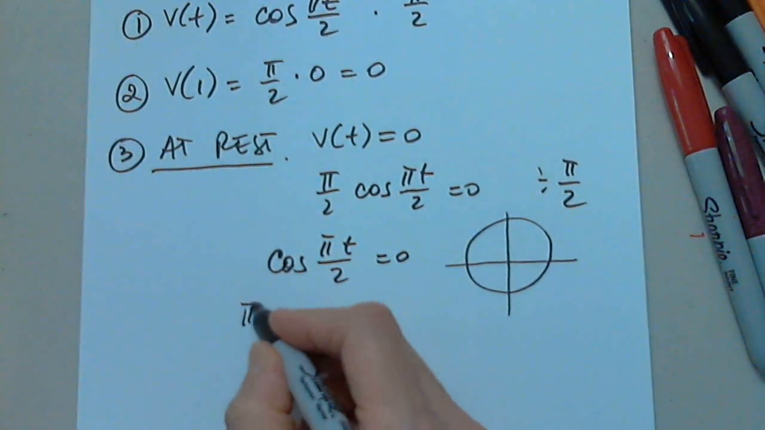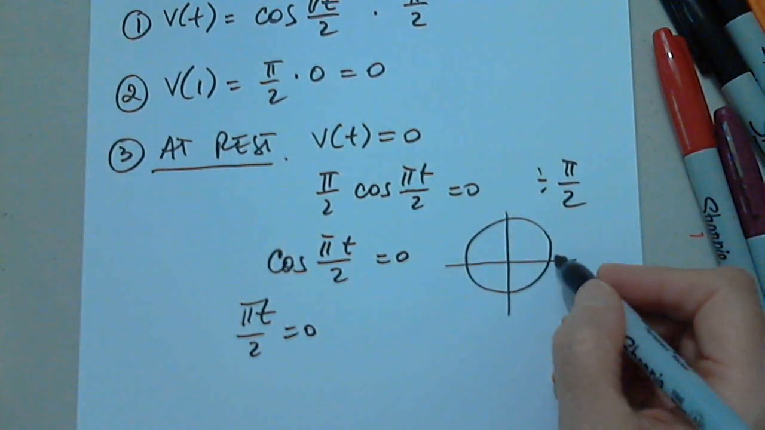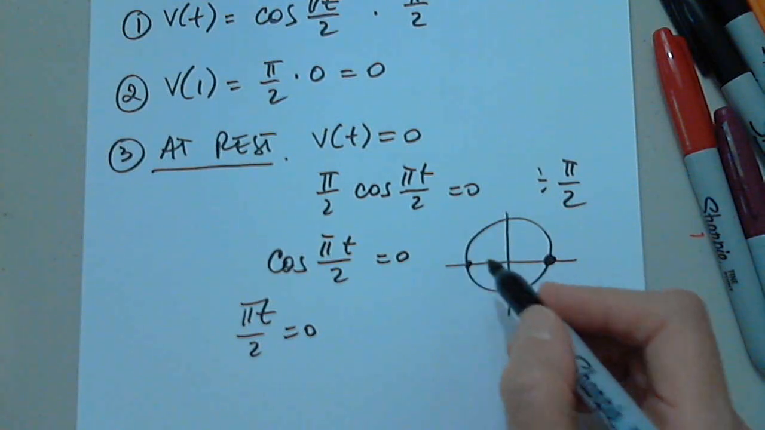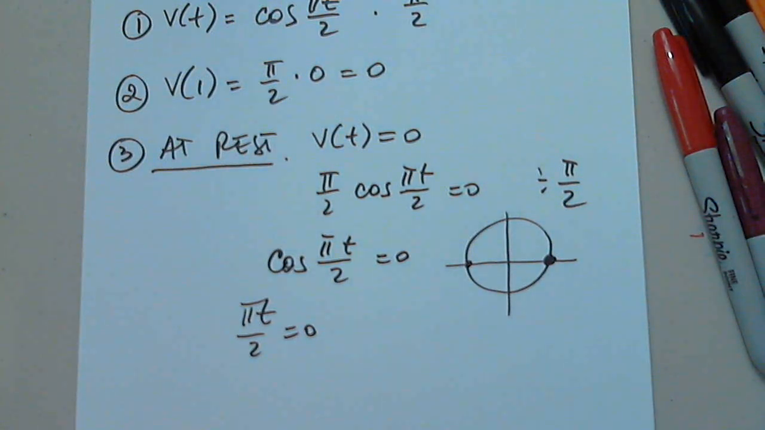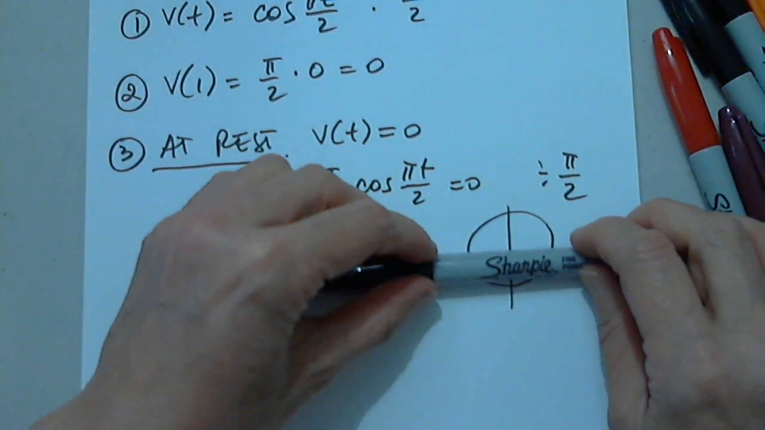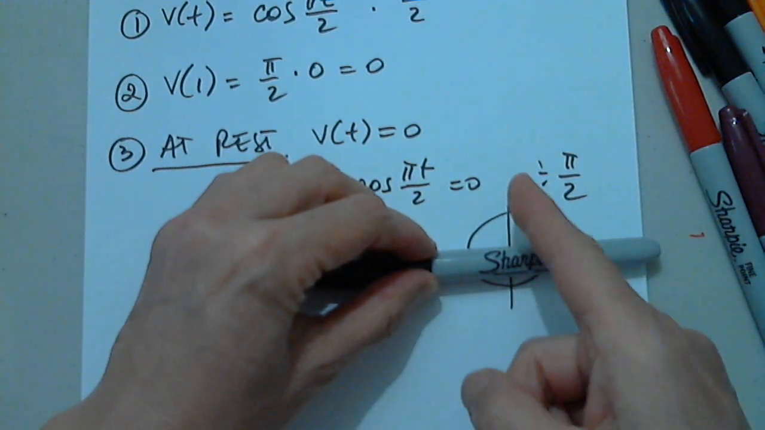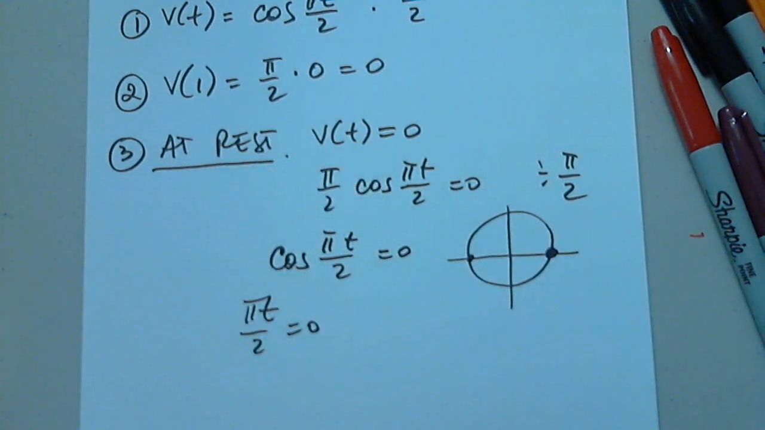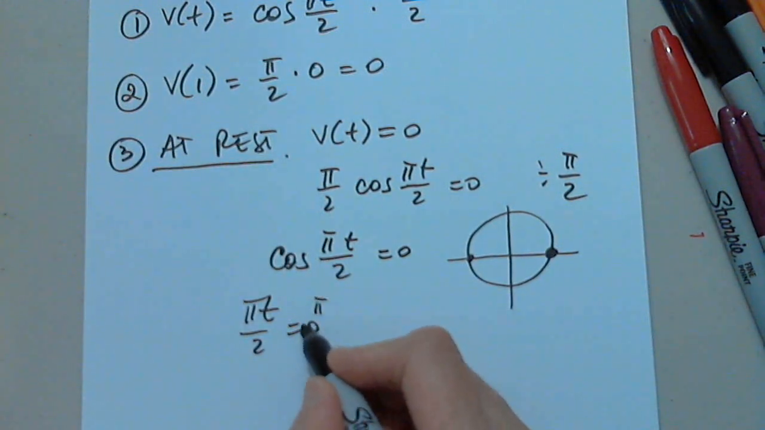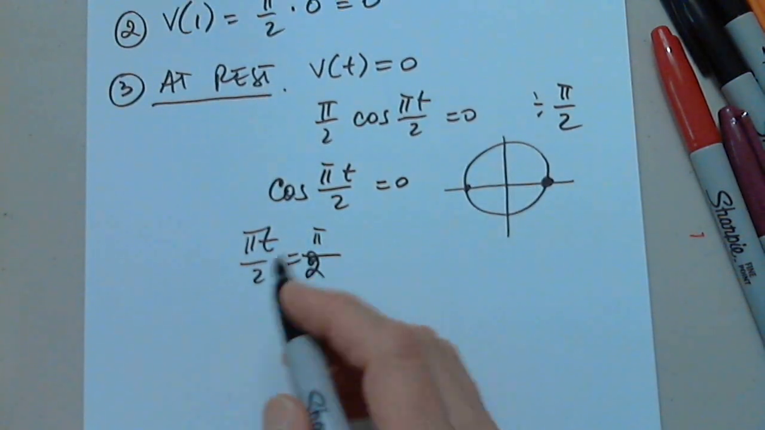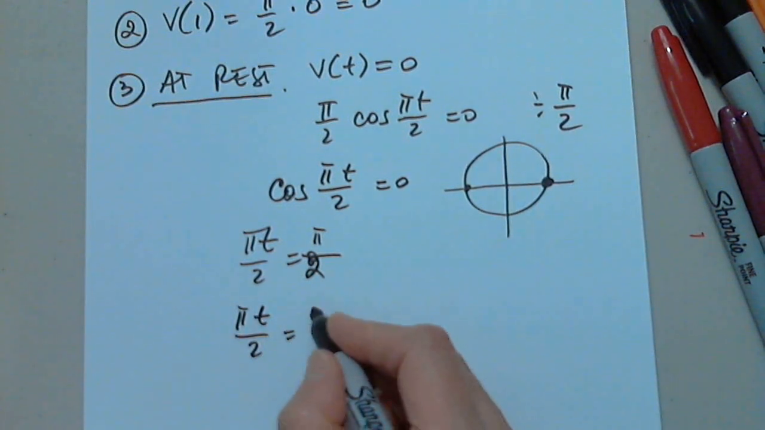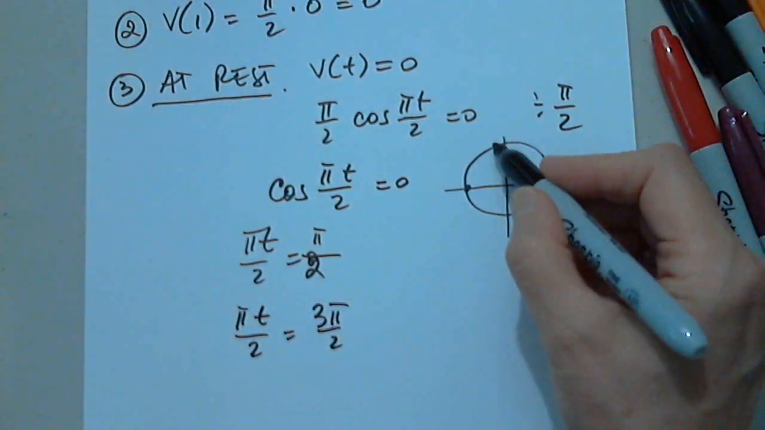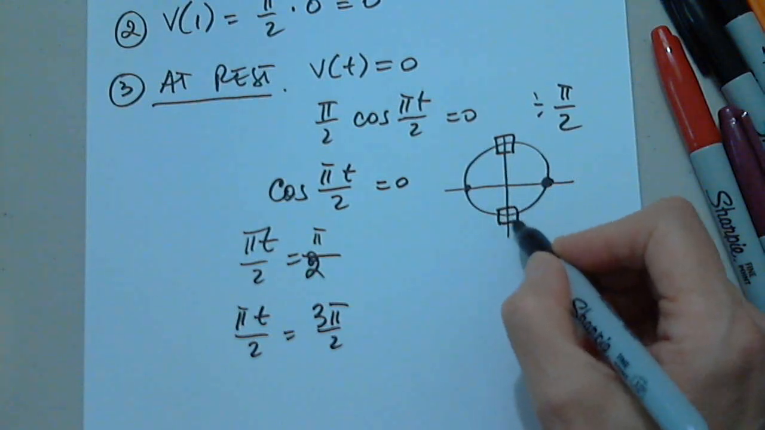So pi t over 2 can be 0, or pi, sorry. So here is where cosine is 0. So this is 1 and this is -1. So pi over 2 and 3 pi over 2. So pi t over 2 equals pi over 2 or pi t over 2 equals 3 pi over 2. So here is cosine 0.